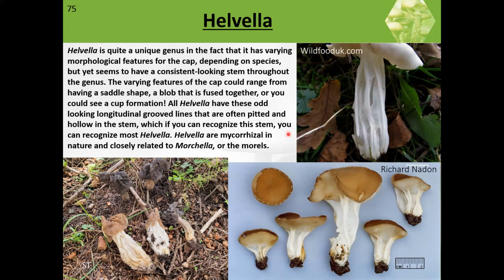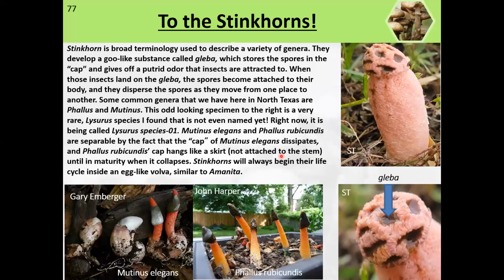And these are a couple of species I found in New Mexico. They do have the same stem, right, but the cap coloration is different. And this is the cup. This is one that's similar, Helvella acetabulum, and it has a cup formation instead of a cap, which is really cool. And they're all mycorrhizal and closely related to Morchella.